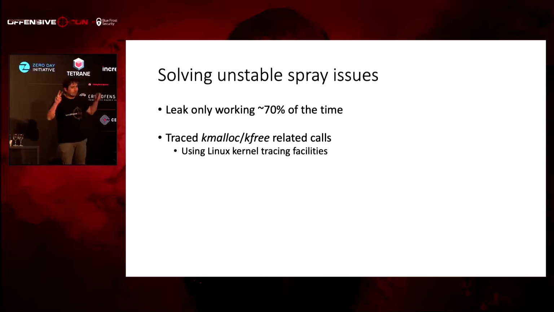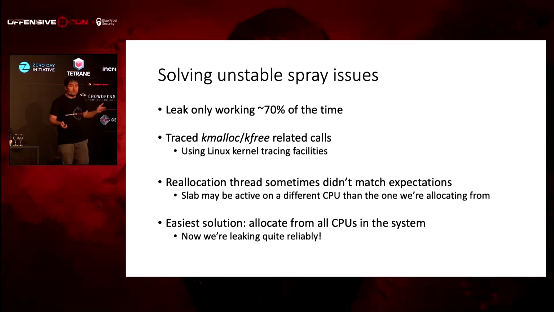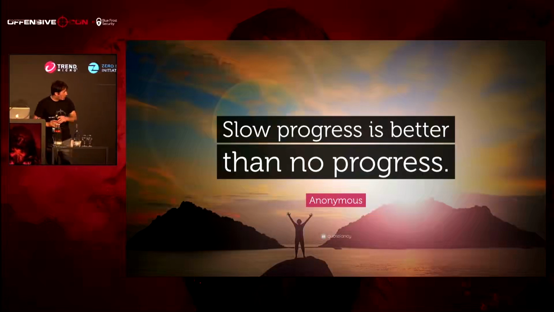So there are active slabs on each CPU, and it was somehow landing in a different CPU. Originally, I was pinning everything to the same CPU, and this is why sometimes my object moved to a different CPU. Solution, well, easy: just do it on all CPUs, just spray more, make more threads, and a bigger orchestra, as they were saying earlier, and that's it. And now we were leaking quite reliably. So yeah, slow progress, but better than no progress.